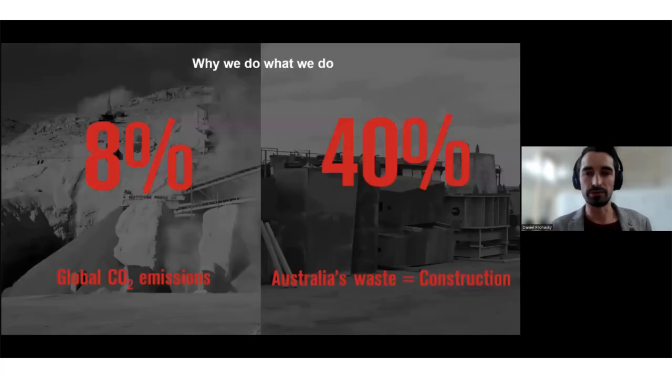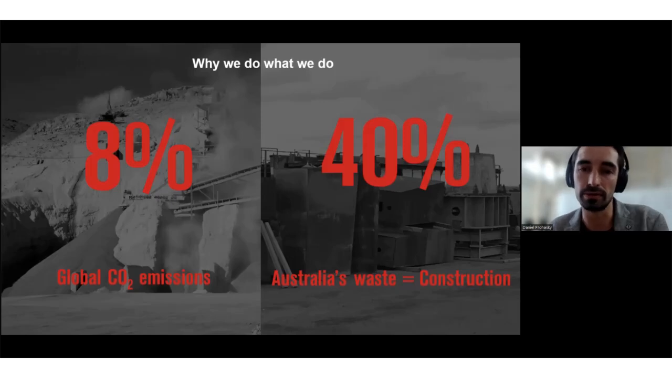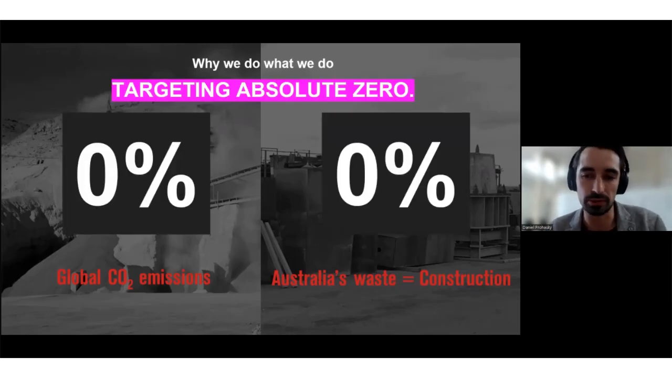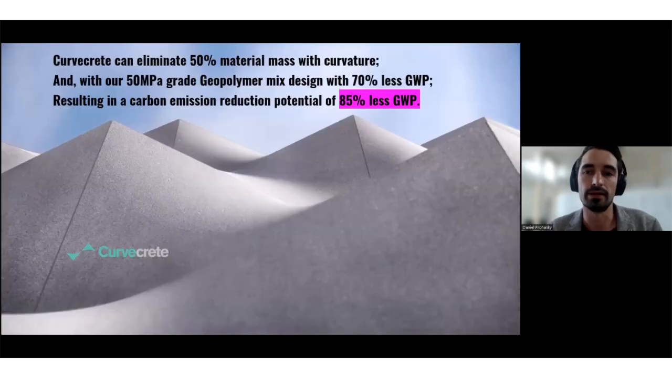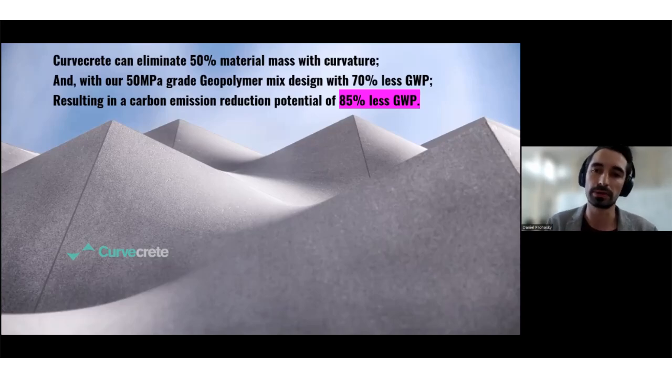So this is why we do what we do. These two figures here: almost 8% of all global CO2 emissions are due to concrete, and Australia's construction waste figure is about 40% of the total amount of waste in Australia. So we're targeting absolute zero of these figures. And to do that, we're looking to reduce the amount of material use and use that low carbon material to achieve a combined reduction in carbon emissions.